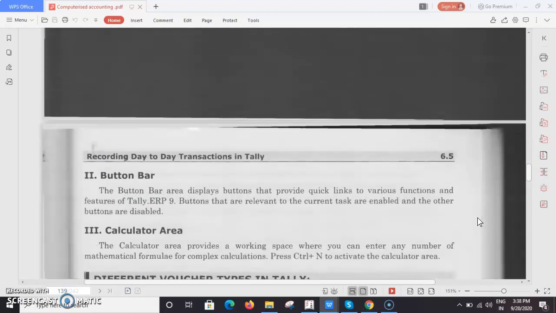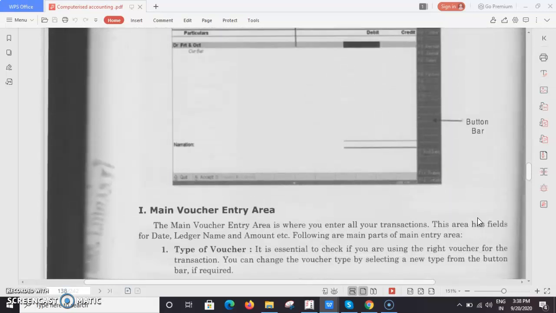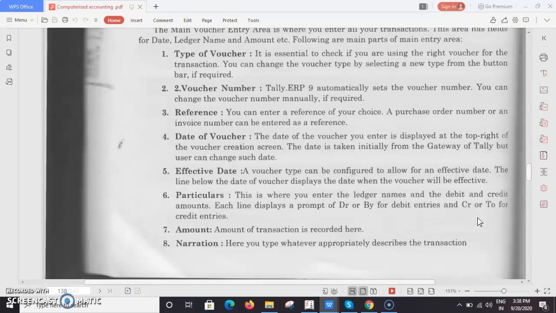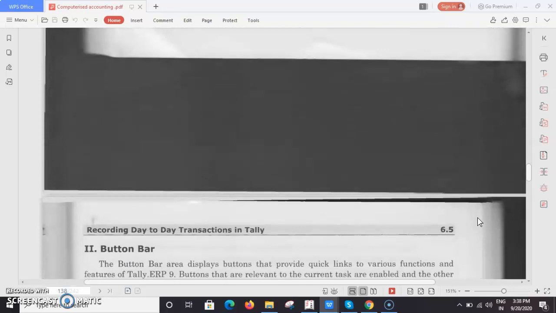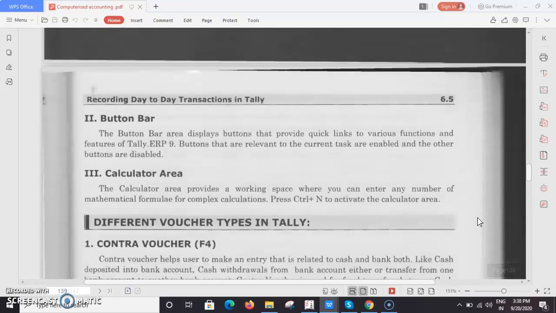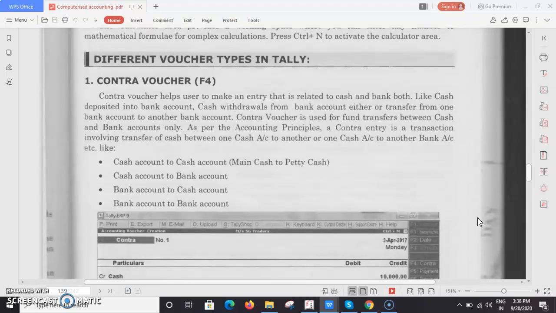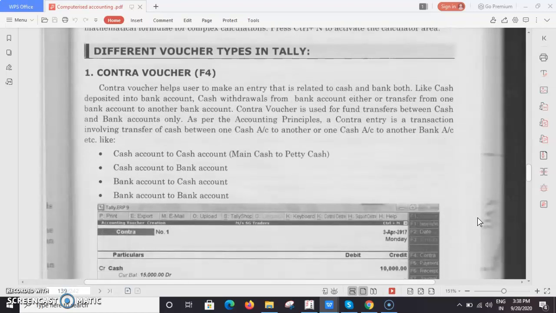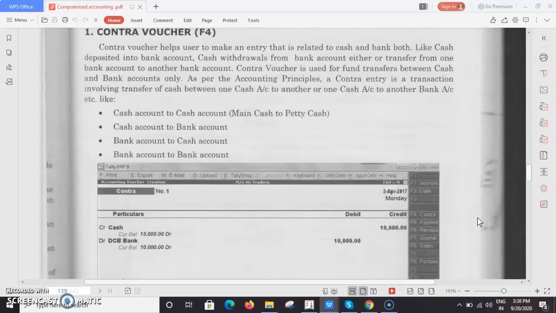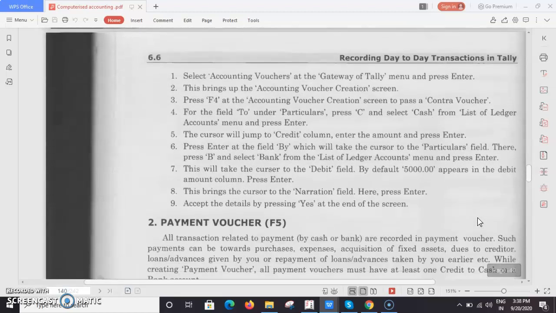He has given an explanation of what comes under the main voucher area, and what comes under the button bar and calculation area. So you can go through this. Now next one is a contra voucher. So first we will see the contra voucher. But before the contra voucher, better we will see receipts and payment.